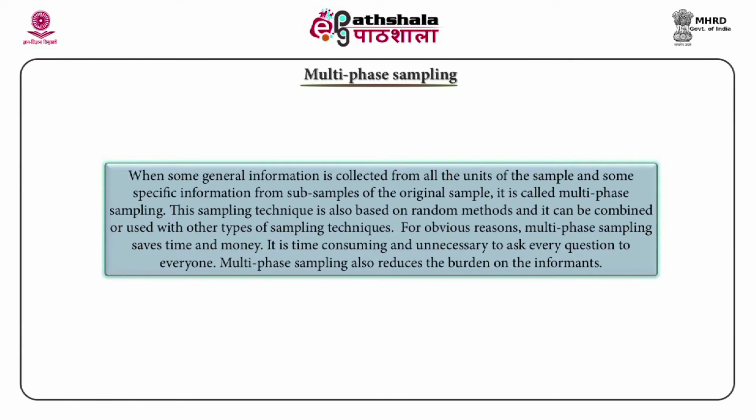When some general information is collected from all the units of the sample and some specific information from subsamples of the original sample, it is called multi-phase sampling. This sampling technique is also based on random methods and it can be combined or used with other types of sampling techniques. For obvious reasons, multi-phase sampling saves time and money. It is time consuming and unnecessary to ask every question to everyone. Multi-phase sampling also reduces the burden on the informants.